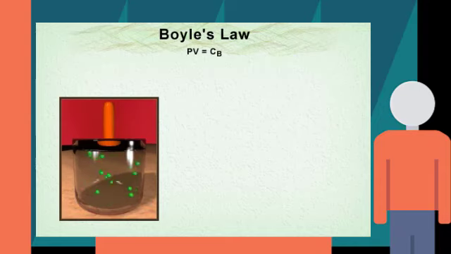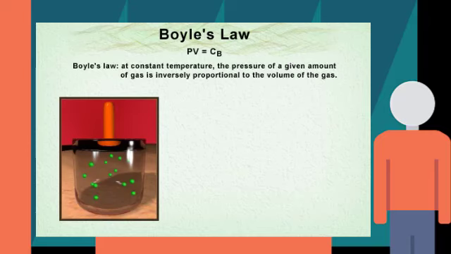Boyle's law can be written in another way, which allows you to calculate the pressure or volume of a gas without having to do an experiment. Take a look at how this is done. First, recall that Boyle's law states that for a given amount of a gas at a constant temperature, the pressure times volume equals a constant. This can be written as P1 times V1 equals a constant C subscript B1.